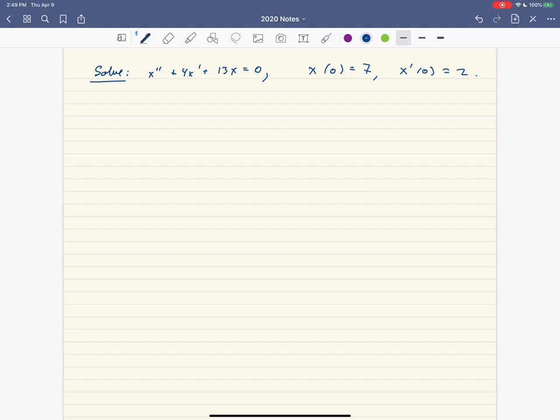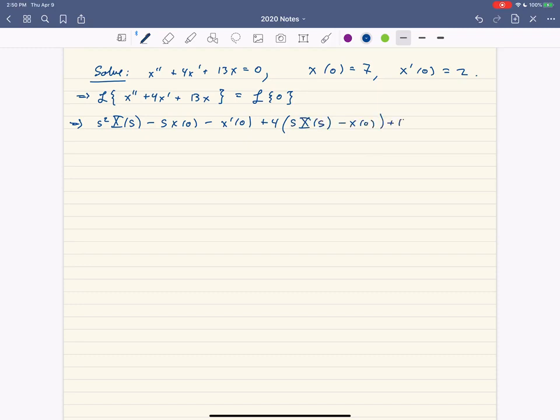So let's solve. Let's take the transform of both sides. I want to just write it out in some detail here. The Laplace transform of x double prime will be s squared capital X of s minus s times little x of 0 minus x prime of 0, plus 4 times the Laplace transform of x prime, which is s capital X of s minus little x of 0, plus 13 capital X of s. And that's going to be equal to the Laplace transform of 0, which is 0.